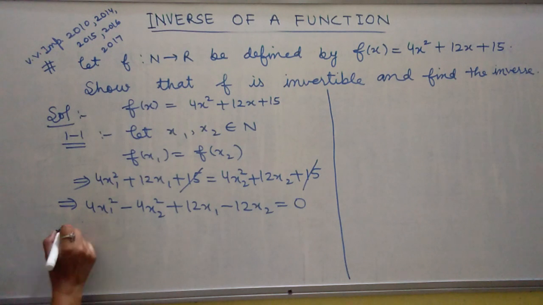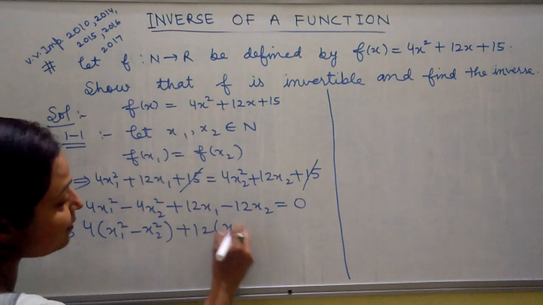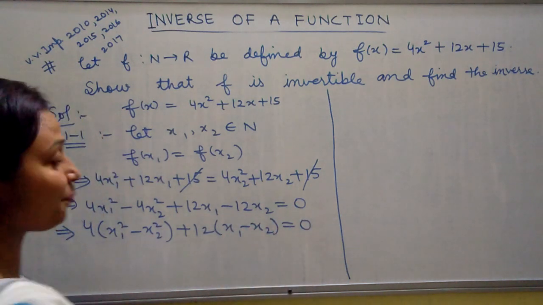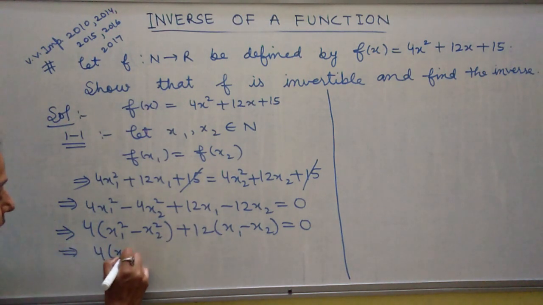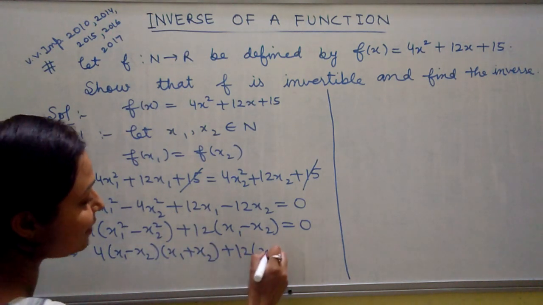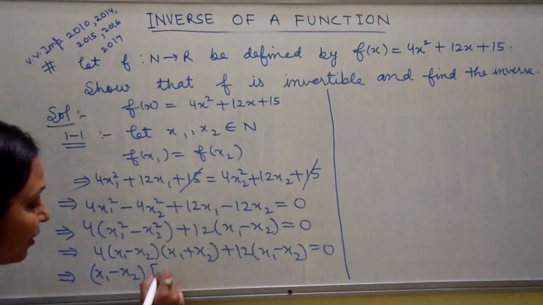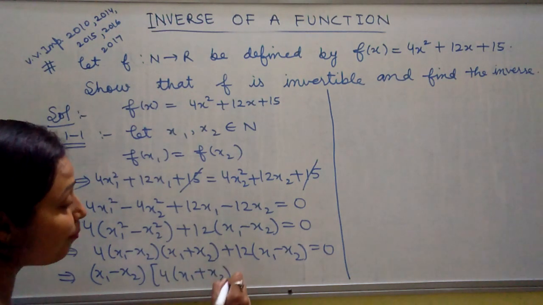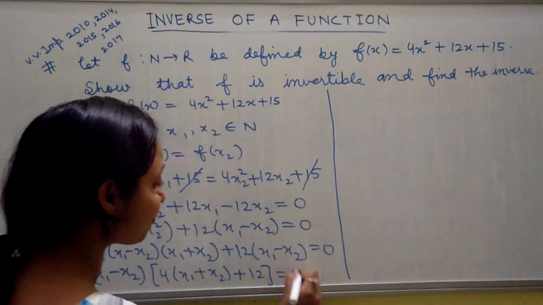I will take 4 common: 4 times (x1 square minus x2 square) plus 12 times (x1 minus x2) equals 0. This is the a square minus b square formula, so 4(x1 minus x2)(x1 plus x2) plus 12(x1 minus x2) equals 0. Taking (x1 minus x2) as a common factor: (x1 minus x2)(4(x1 plus x2) plus 12) equals 0.